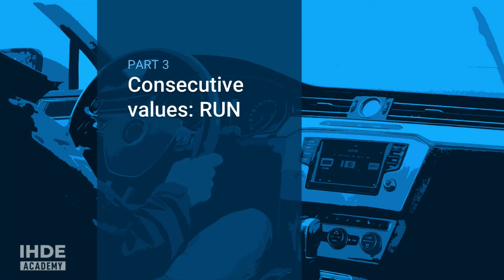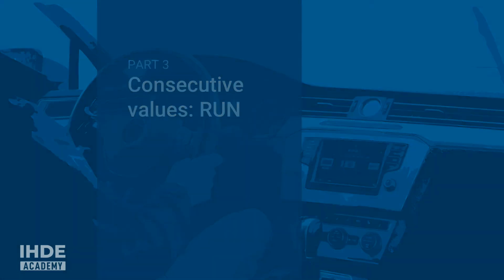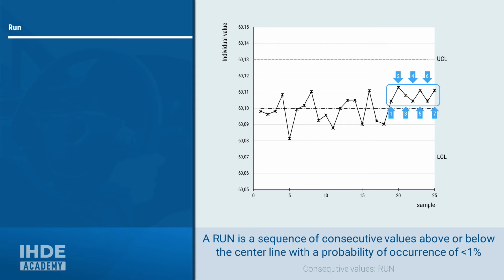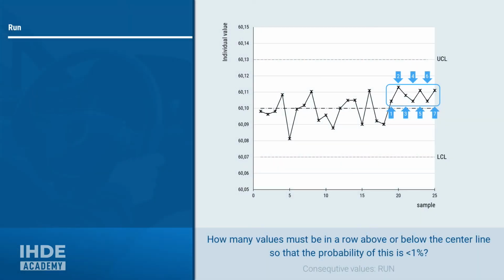Next, let's take a closer look at the run. A run, as shown here, is simply a series of consecutive values above or below the center line. The probability of such an event occurring should again be less than 1%. Here too, the question arises how many values in a row must be above or below the center line so that the probability of this is less than 1%.